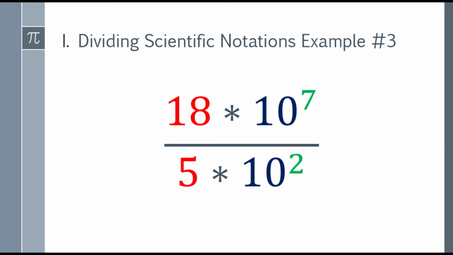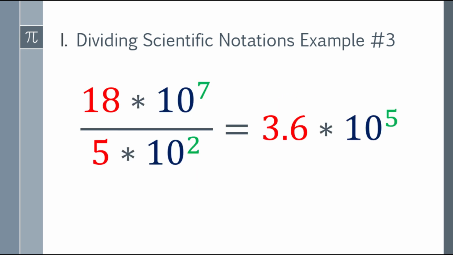Simplify it. 18 divide mo ng 5, that will be 3.6. At ang 10 to the 7th power, pag dinivide mo siya sa 10 square, minus mo lang yung exponent. 7 minus 2 is equal to 5. So the final answer will be 3.6 times 10 to the 5th power. That's already the final answer.